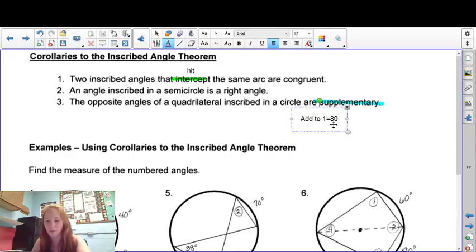Oh, what on earth? Add to 180. I don't know why that 9 and the equal sign came in there, but okay.